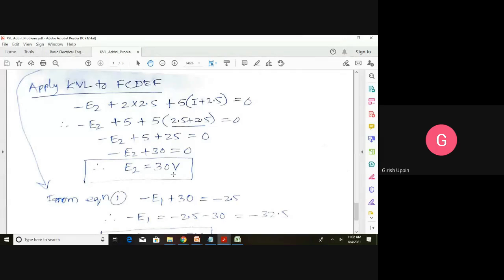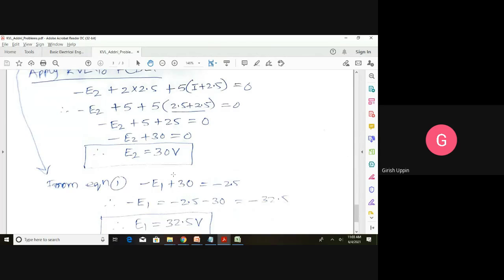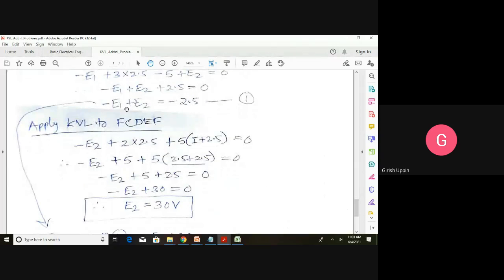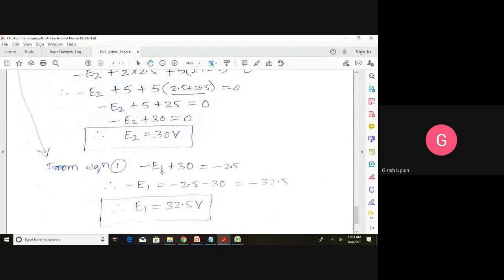E2 is 30 volt. Now from equation 1, so what is the equation 1? We have this equation, minus E1 plus E2 is equal to minus 2.5. Now we know the value of the E2, so we can substitute that. Therefore minus E1, E2 value is 30, and 30 I take on the right hand side, minus E1 is equal to minus 2.5 minus 30 is equal to minus 32.5. Therefore E1 is equal to 32.5.